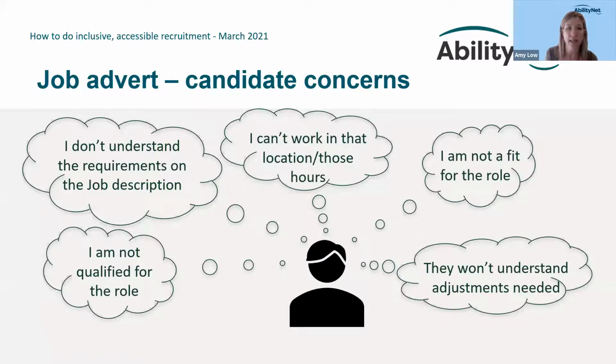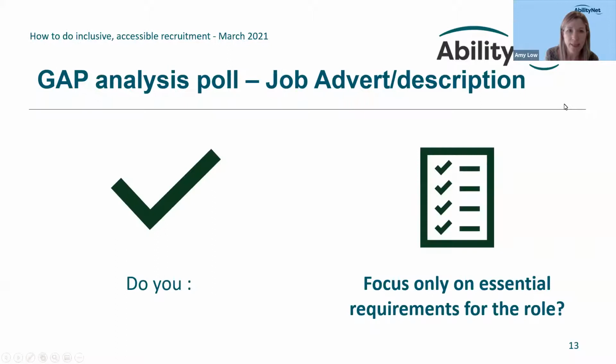So for each step in the employee journey, we're looking for gaps or concerns that might lead to candidates declining to continue. So let's start with a candidate faced with a job ad. What could they feel might make them decline to continue at that stage? Some of them might be that they don't understand the requirements of the job description, they might not think they're a fit for the role, or that they've got the right qualifications. So if we just go to our first interactive poll in this section on the next slide. So Annie, over to you.